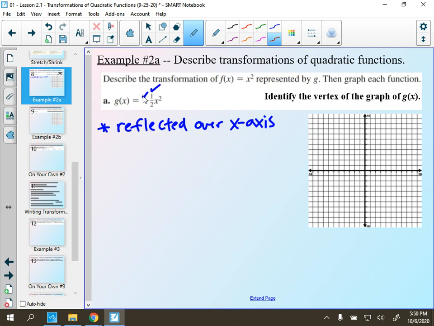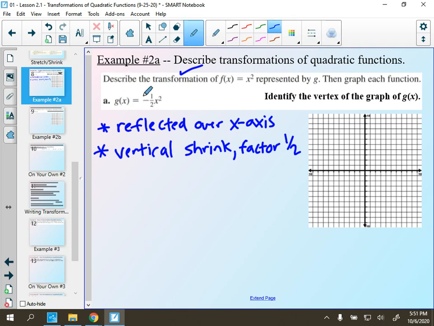And then this 1/2, because it's a number between 0 and 1, and we said we're not going to talk horizontal, it's always going to be vertical. So for us, we're going to say this is a vertical, and because it's a number between 0 and 1, shrink by a factor of 1/2. So that's my comparison. Describe the transformation, we got that done.